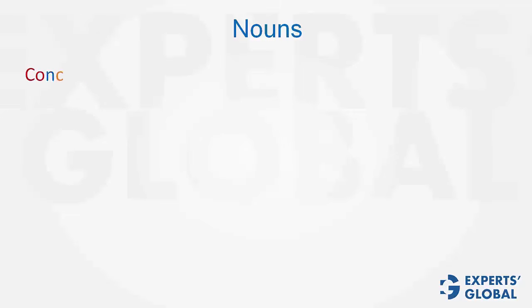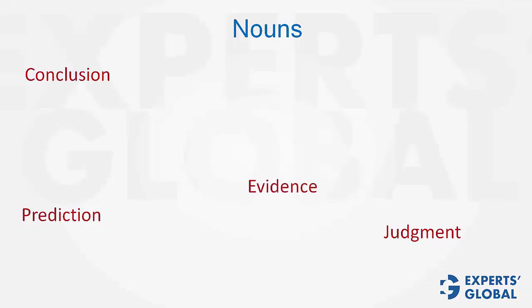Let's look at the nouns first. Conclusion is what the reasoning seeks to establish. Judgment is an opinion about someone or something. Prediction is a forecast about something. Evidence is factual data that can be used for supporting or negating an argument. Fact is also on the same lines. Opinion is like a judgment. It is someone's point of view, which may or may not be correct.